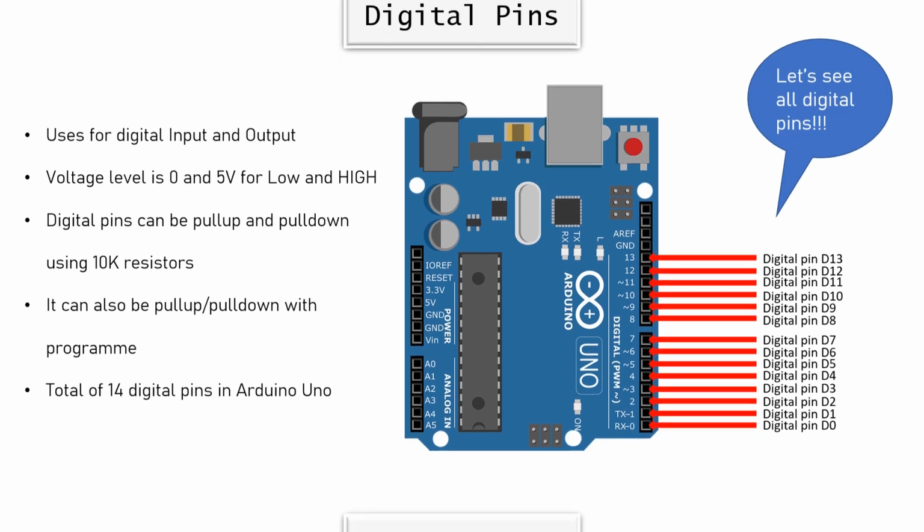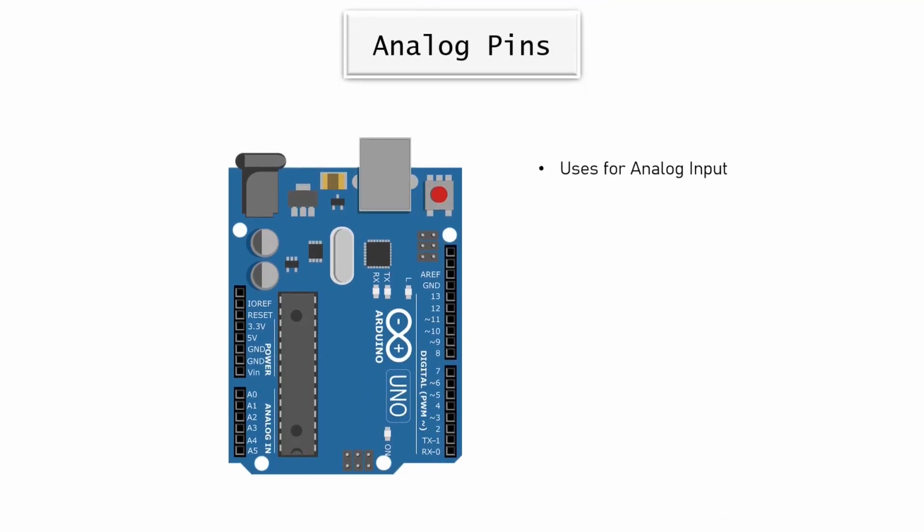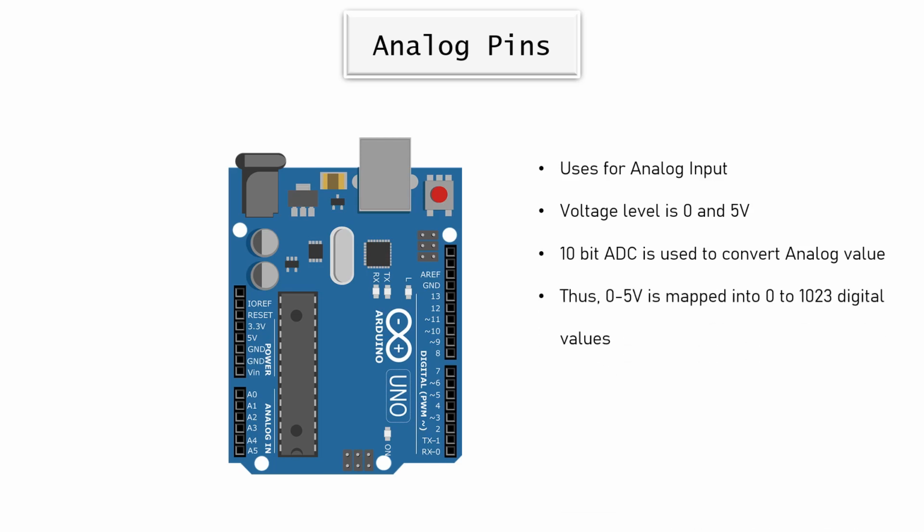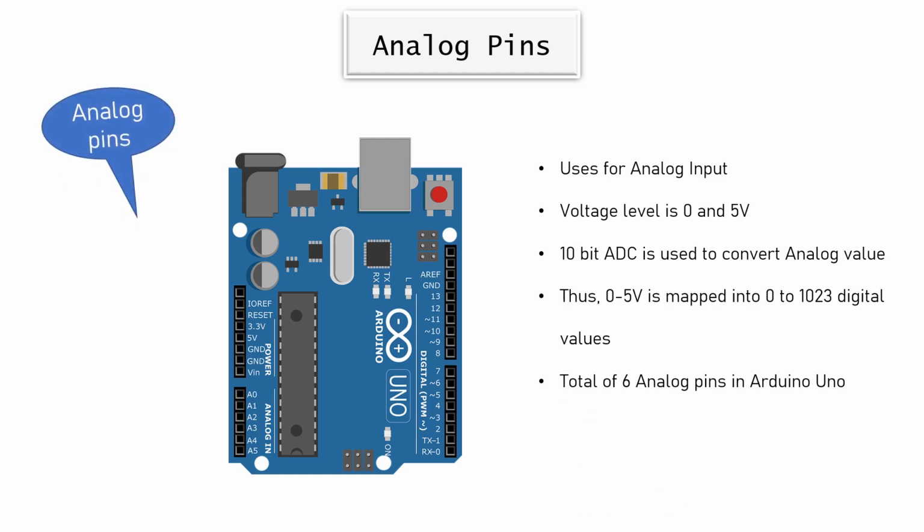Next, analog pins. Analog pins are used for analog input. Voltage level is 0 to 5 volt. A 10-bit ADC is used to convert analog value to digital value. Thus, 0 to 5 volt is mapped into 0 to 1023 digital values. Total of 6 analog pins in Arduino UNO. Let's see all analog pins: analog pin A0, A1, A2, A3, A4 and A5.